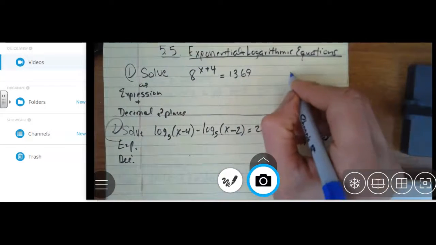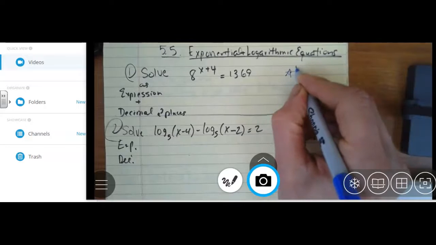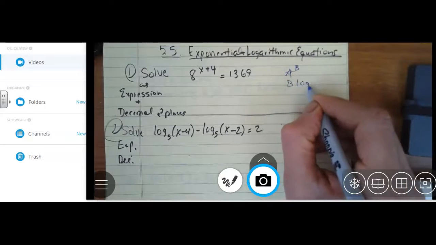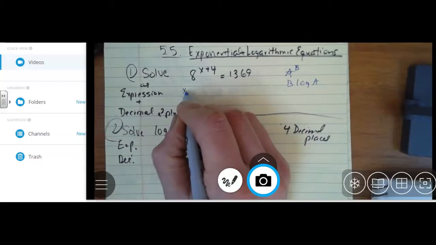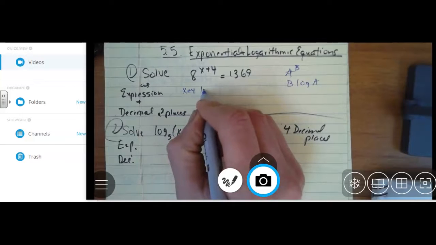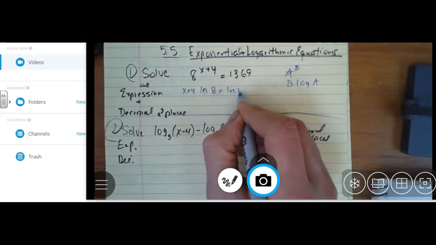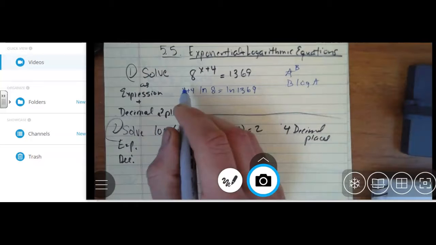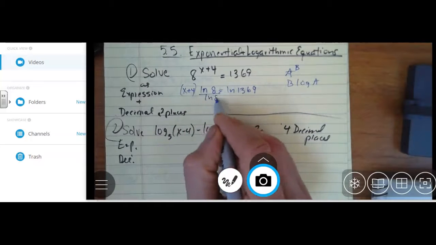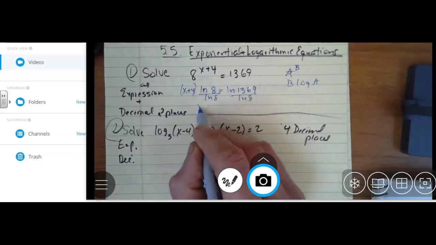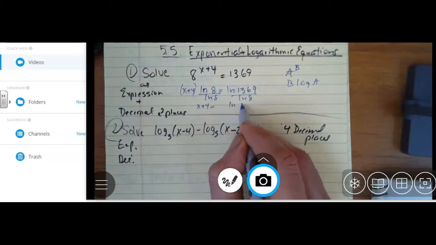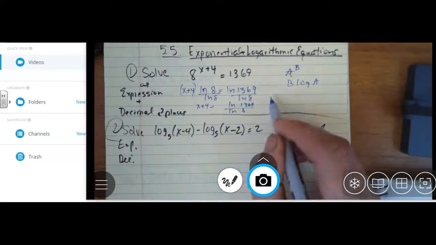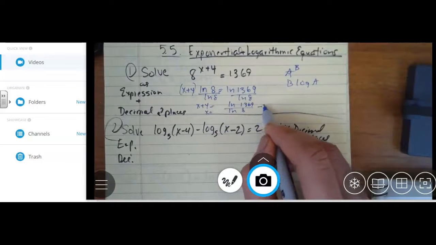So remember the rule that we had: a to the b, we could say it's going to be b log a. Okay, so this is going to be x plus 4 ln 8 is equal to ln 1369. And then, well, we want to get x by itself, right? So we can divide both sides by ln 8. And so we're going to get x plus 4 is equal to ln 1369 over ln 8. And then we just got to subtract 4. So it's going to be this minus 4.